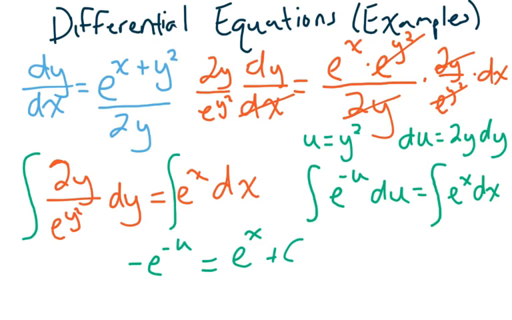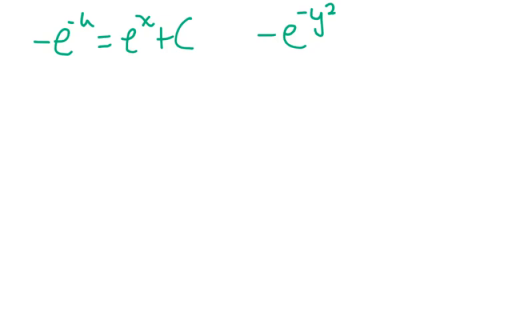Okay. Now I'm going to copy this to a new page. So we've got negative e to the negative u equals e to the x plus c. Now we may want to go ahead at this point and plug u back in. So remember, u was y squared. Negative e to the negative y squared equals e to the x plus c.